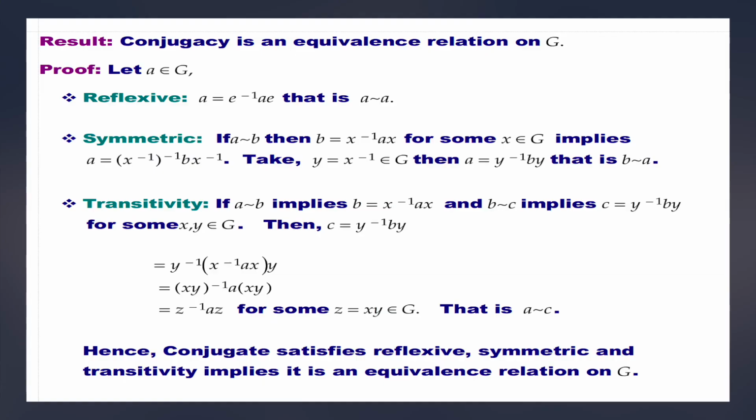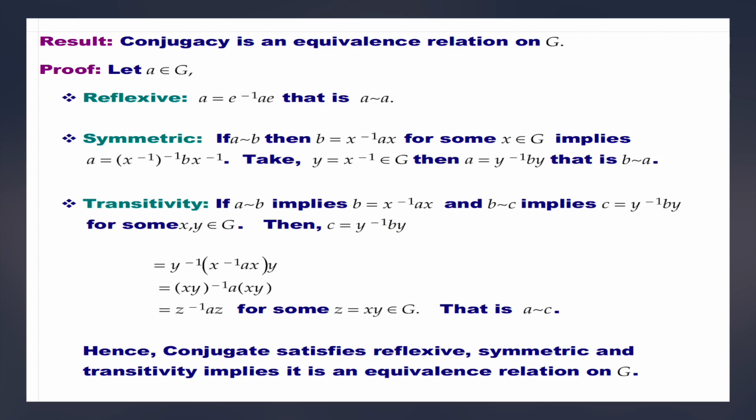Let us verify it in this result. The result is: conjugacy is an equivalence relation on G. The proof is, let A be in G. What is the first property? It is reflexive. It is trivial since A is equal to E inverse AE, that is, A is conjugate to A. In symbols, we denote it as A tilde A.